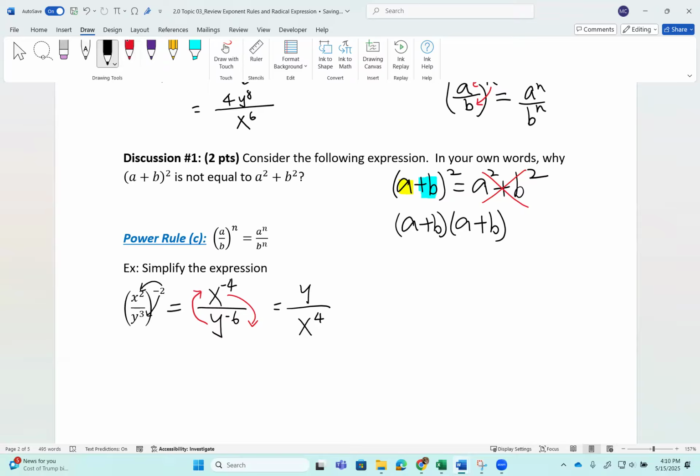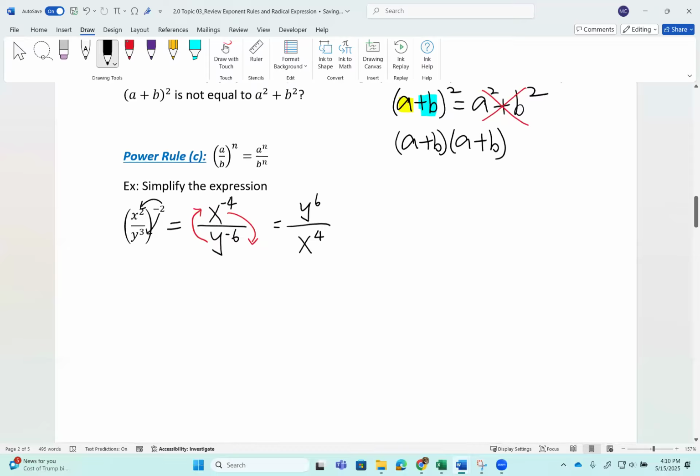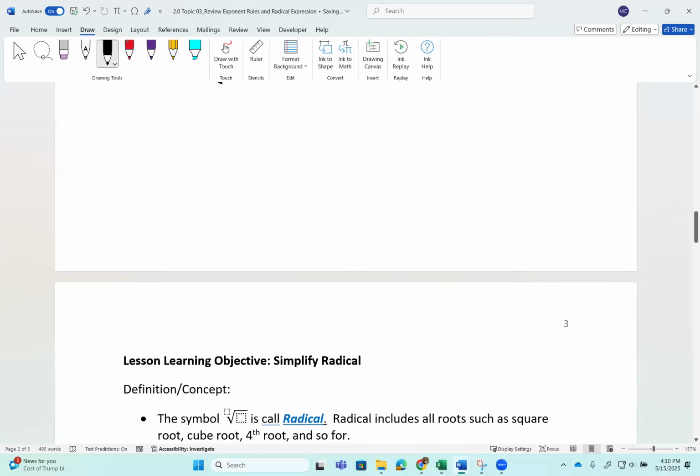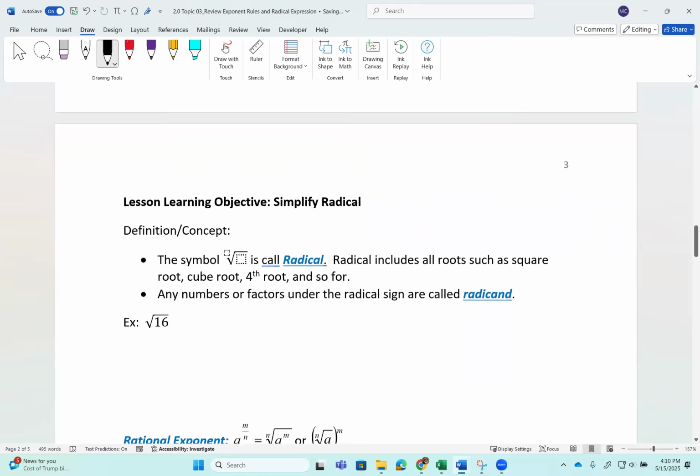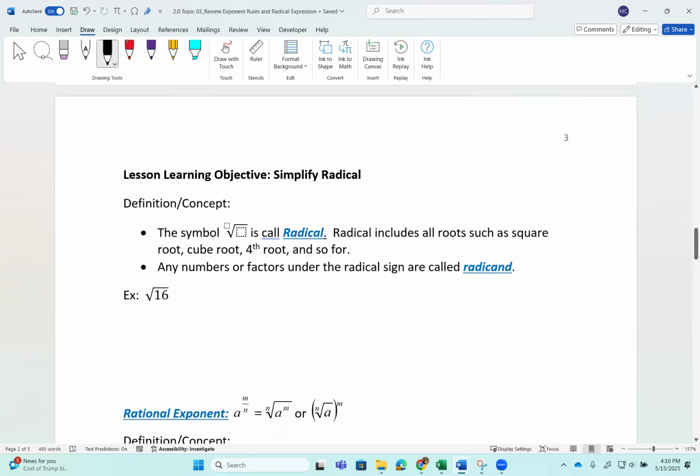y to the negative 6 will go to the top, become y to the positive 6. Okay. All right, let's talk about radicals real quick. Radicals are basically your roots. Square root, cube root, fourth root, those are called radicals. What's inside the radical is called the radicand.